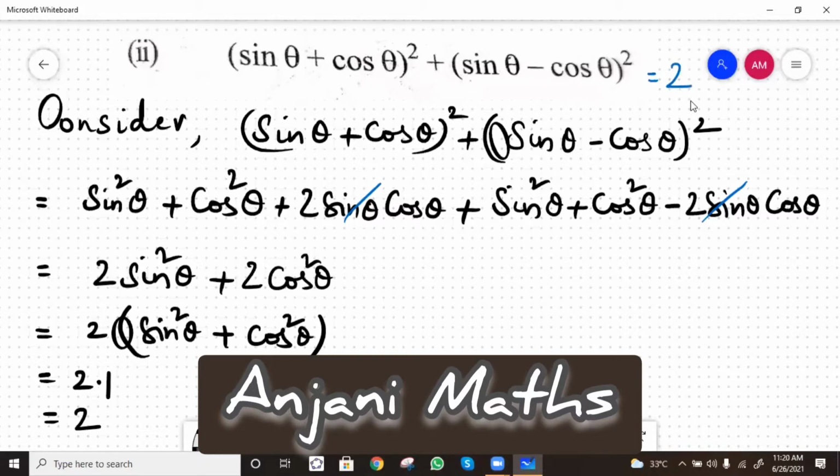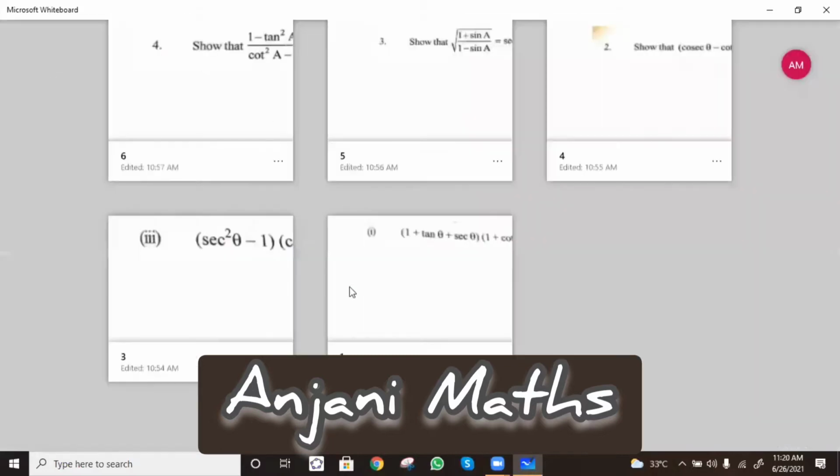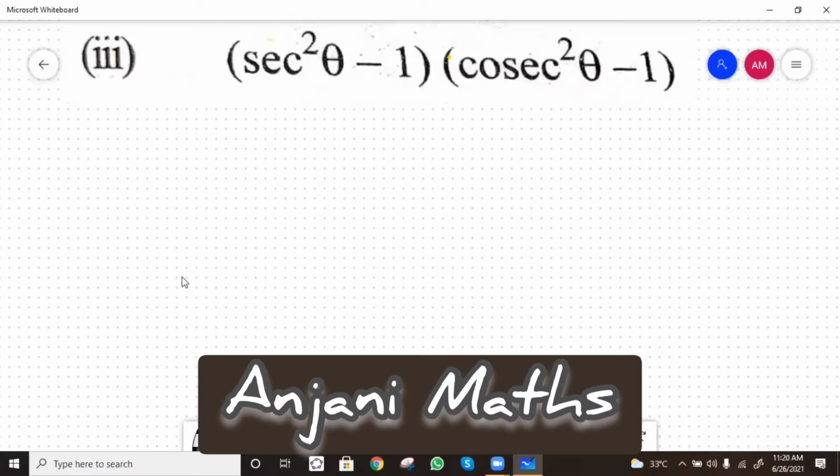Clear? I hope you all understand this. We are simply using the identity sin square theta plus cos square theta is equal to 1. Let us move to the next problem. Secant square theta minus 1 into cosecant square theta minus 1. It's a very, very simple one.